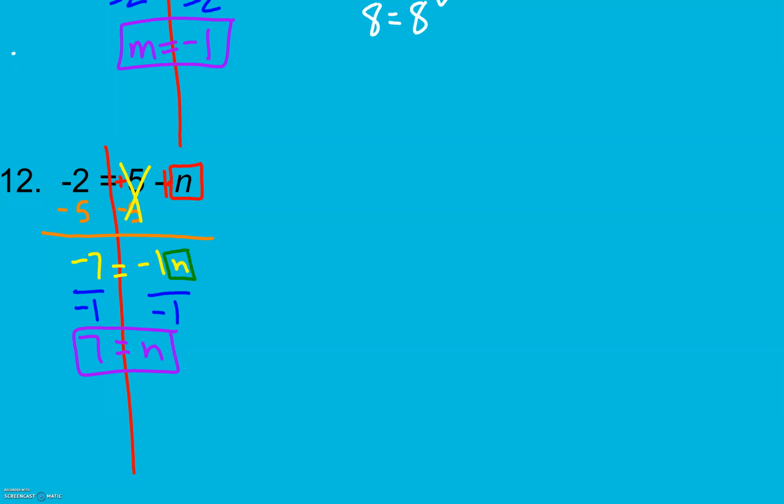We're going to check this here. Negative 2 equals 5 minus n, we said, is 7. 5 minus 7 is negative 2, which equals negative 2. This checks, and we are correct.